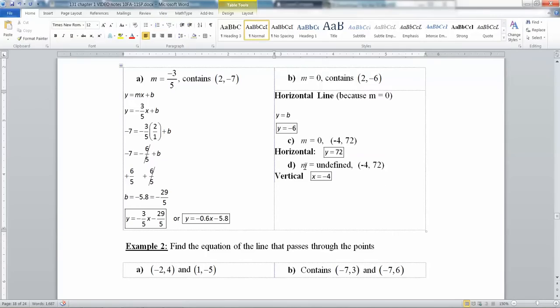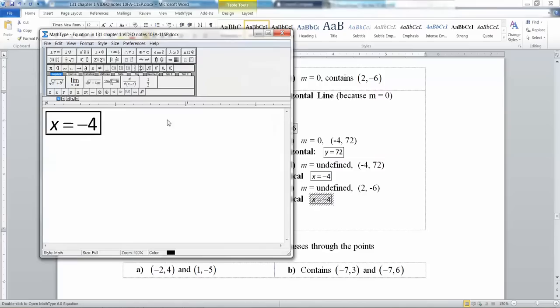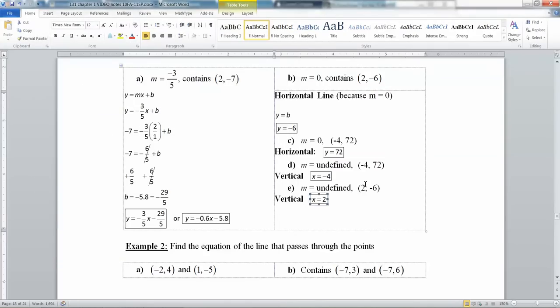Need one more? Feel like you're going to lose it? Okay, let me make it up. What if m is undefined, just like before, but it goes through the original point we had, which was 2, -6. Then that would be x equals, did you answer 2? That would be correct. It would be x equals 2. All right, hopefully that's helping you.